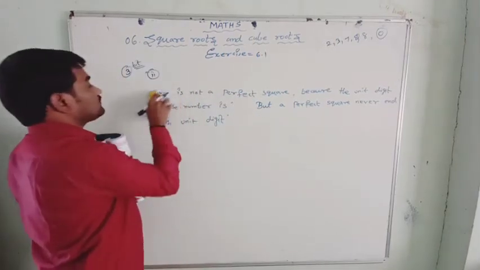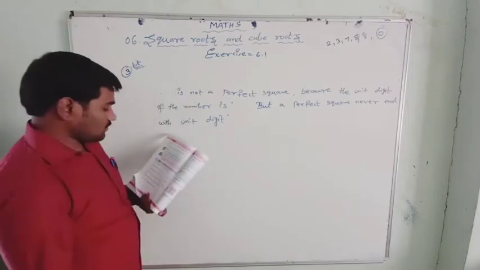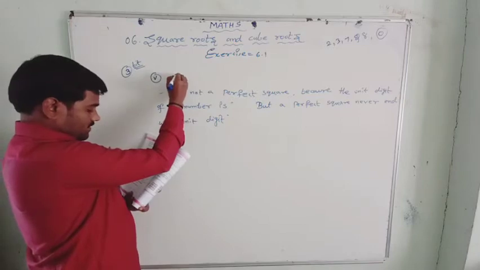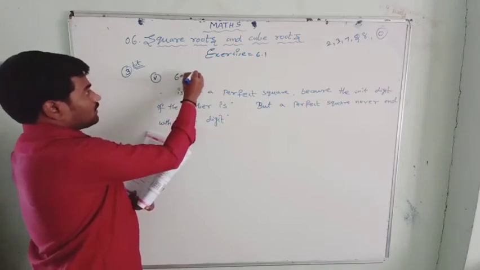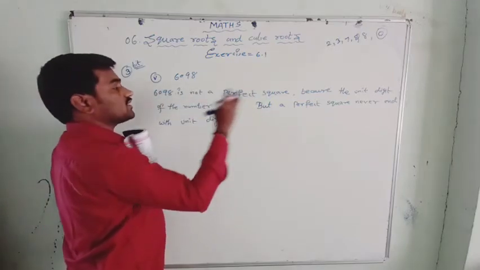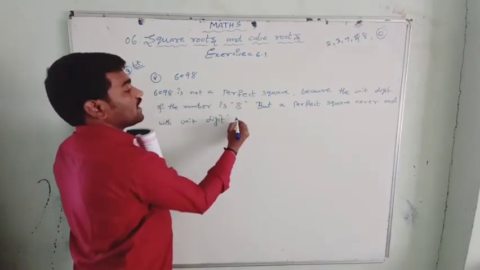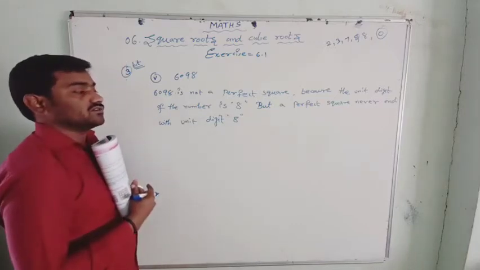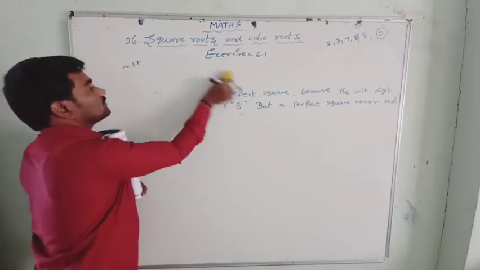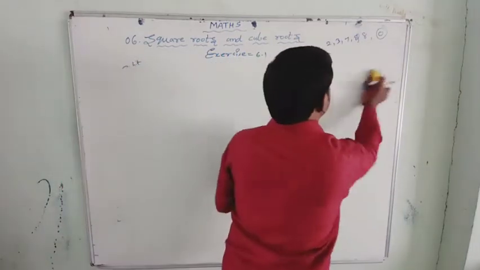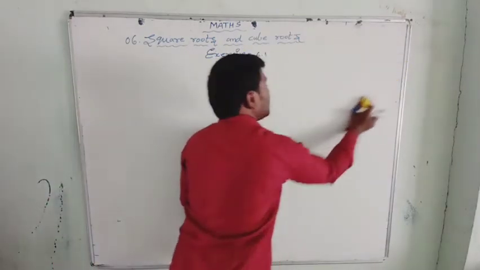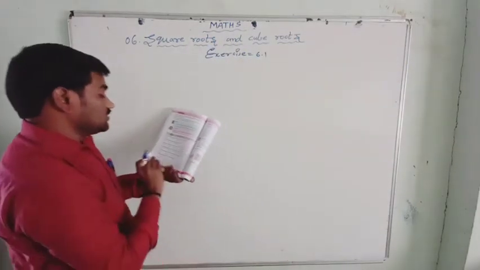Okay, now the last question of this bit, the fifth one: 6098. 6098 is not a perfect square because the unit digit of the number is 8, and a perfect square never ends with the unit digit 8. Finish. This is the third bit. The same reason appears: a perfect square never ends with 2, 3, 7 and 8, and with a single digit 0 also.